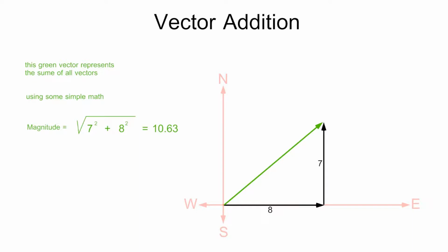Using some simple math of the right angle triangle, we can calculate the length of this new vector. We can also take the inverse of 10 and find the angle that represents its direction, which is 41.2 degrees from the east direction. Now we can represent this vector by its own magnitude and direction.